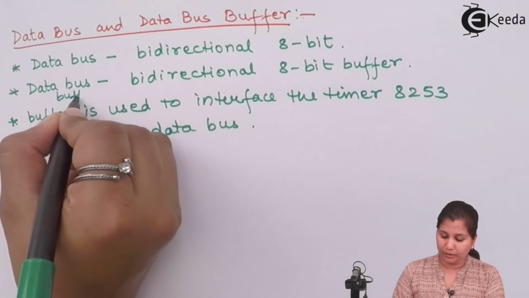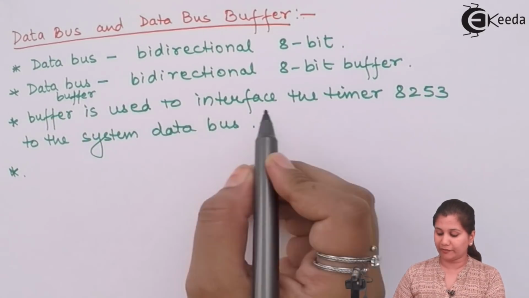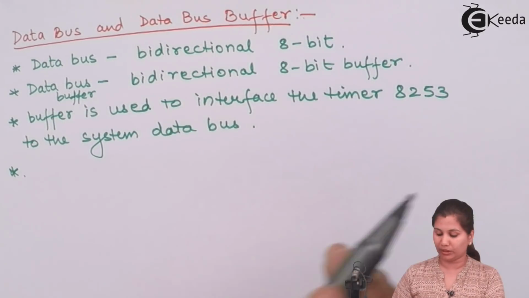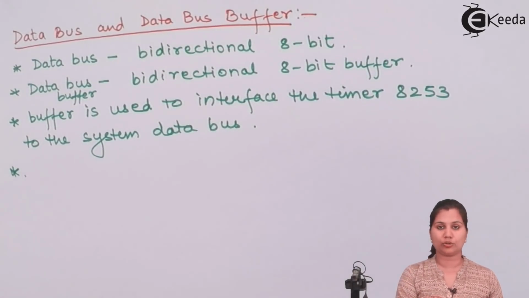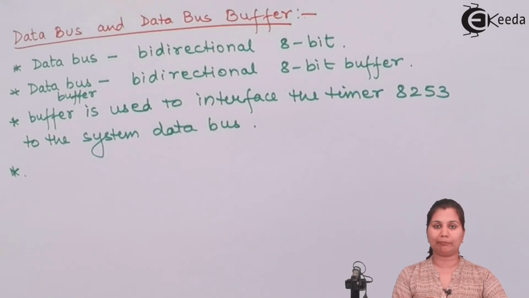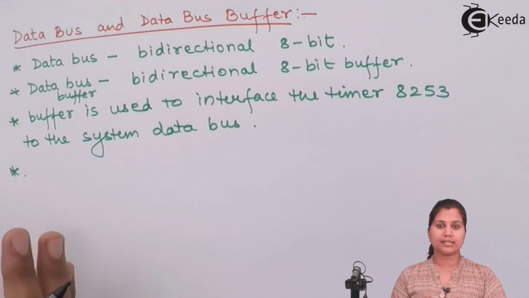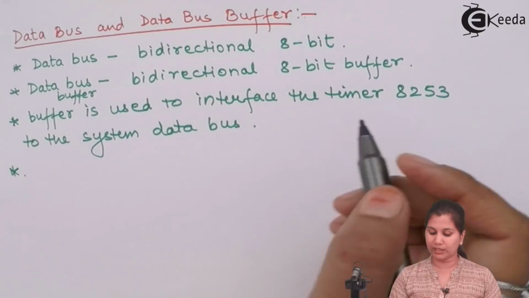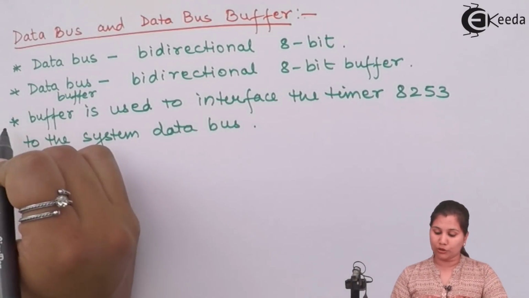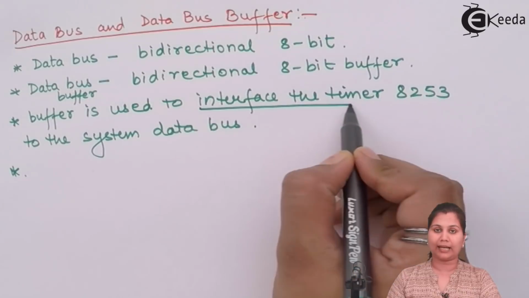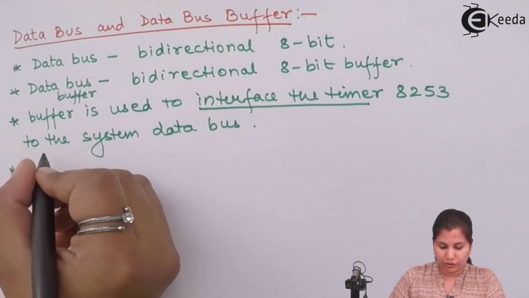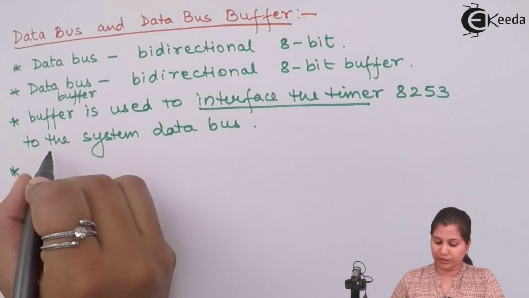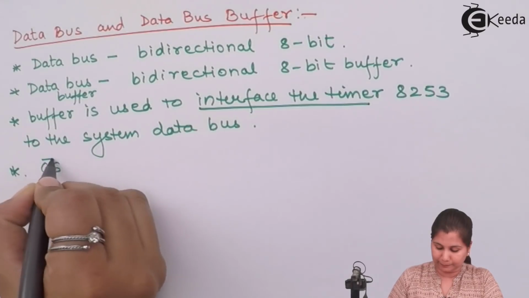Now the use of this buffer is to interface the timer 8253 with the system data bus, because the programmable interval timer is connected to the microprocessor. It will perform the timing and counting operations for the microprocessor. So it will be connected to the data bus of the microprocessor through this data bus buffer. So the function is to interface the timer with the microprocessor data bus. Now the operation of this data bus buffer is controlled by the chip select line.